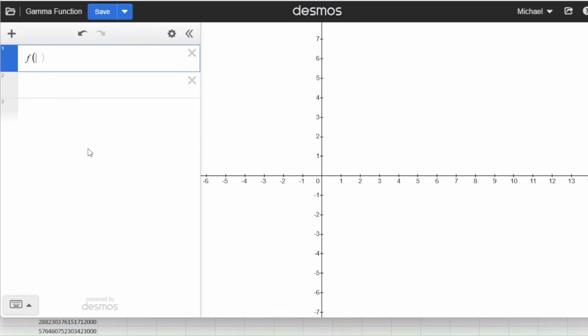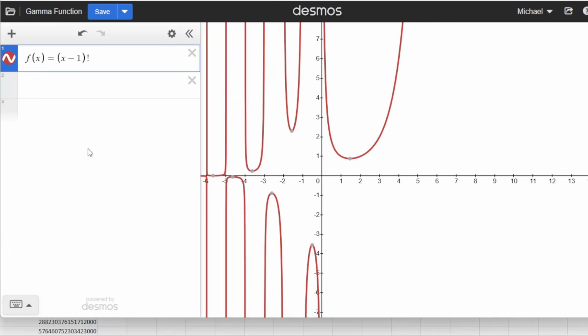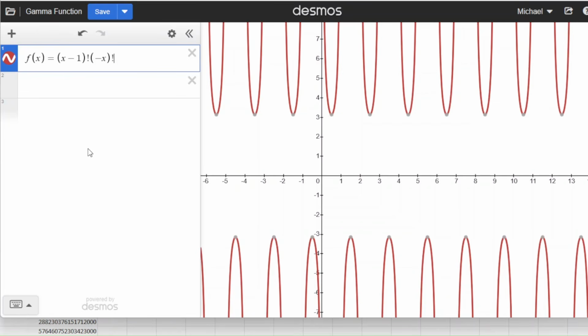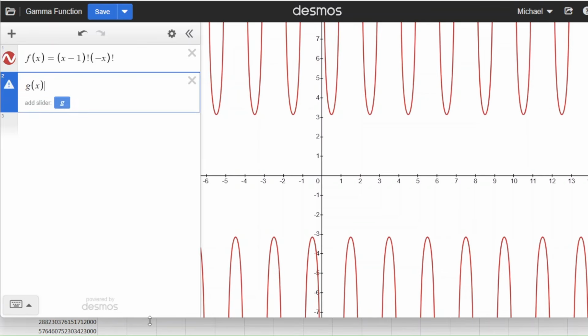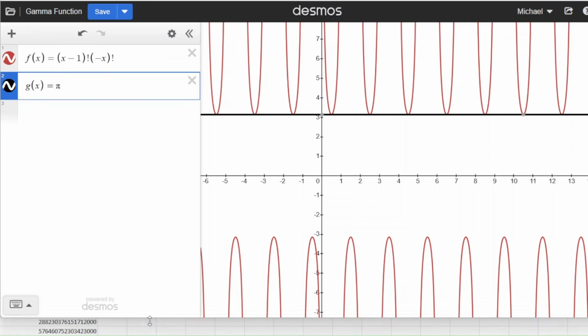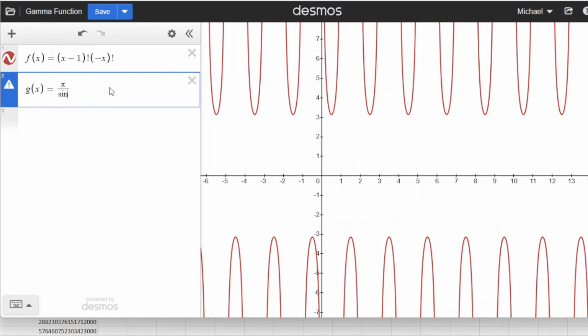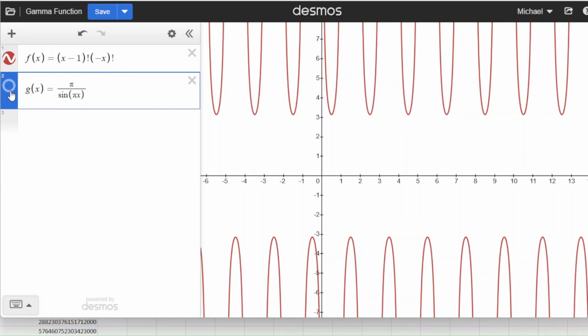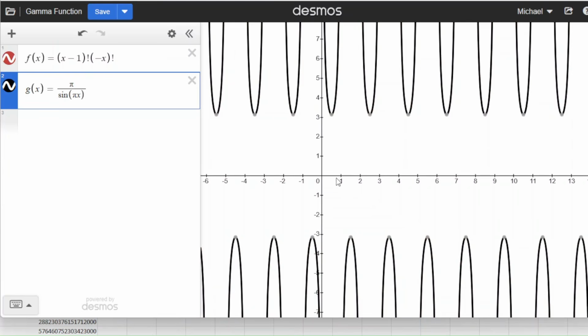In fact, in Desmos here, we can graph f of x equals x minus 1 factorial times negative x factorial, and this is the graph that we get. Well, now let's graph g of x equals pi over sine of pi x. And notice we get the same graph. In fact, notice both graphs have these vertical asymptotes that happen at the integers.